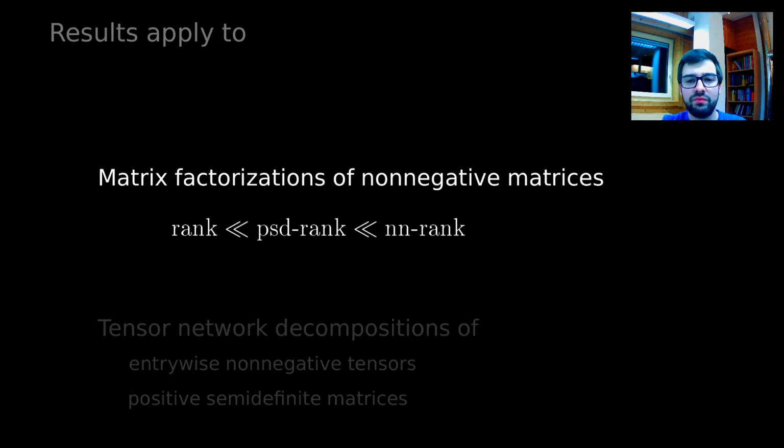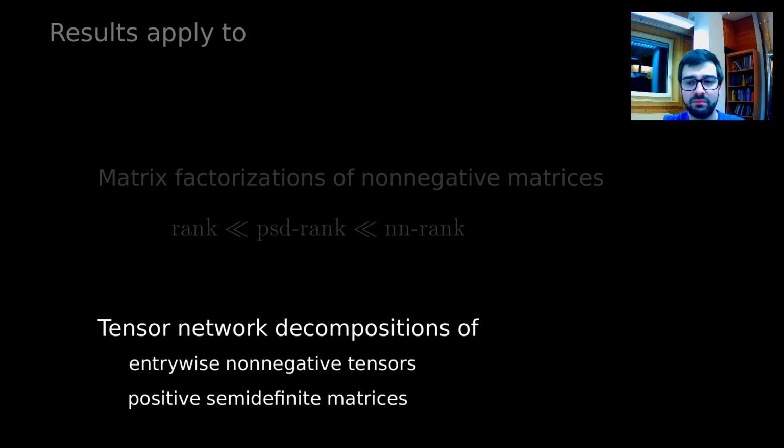So our proof methodology does not only work for separable matrices, it works for a much broader range of decompositions. So for example, we have shown that all the separations between different matrix factorizations disappear under some normalization condition. Further, we also have applied our results to different tensor network decompositions, which are very relevant in machine learning and quantum many-body physics.